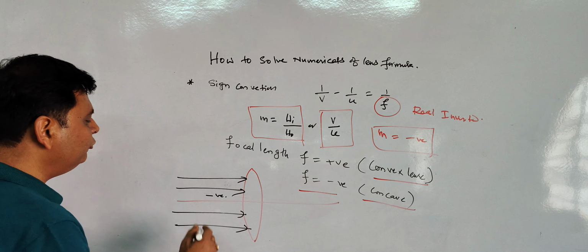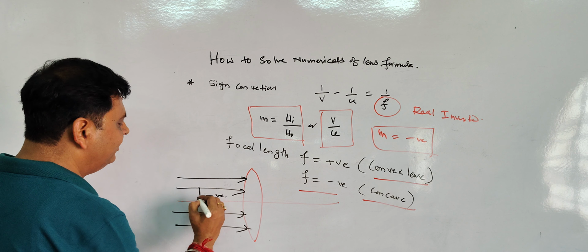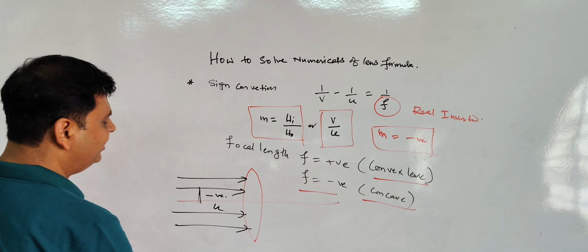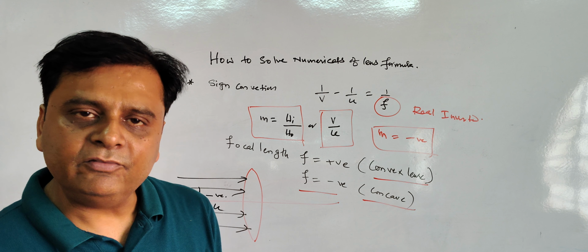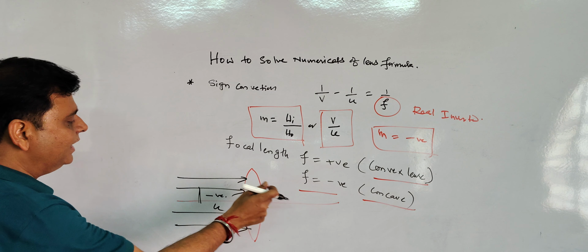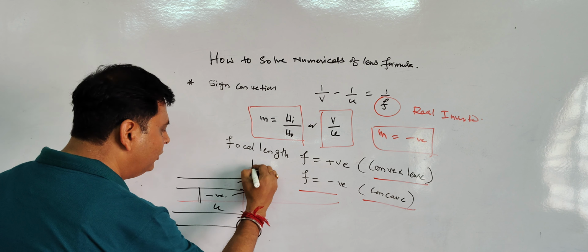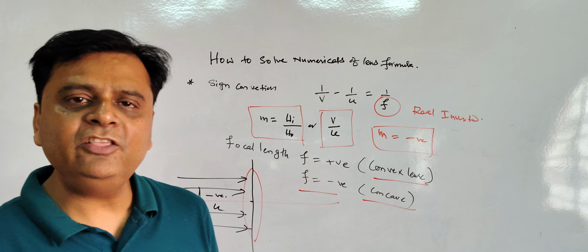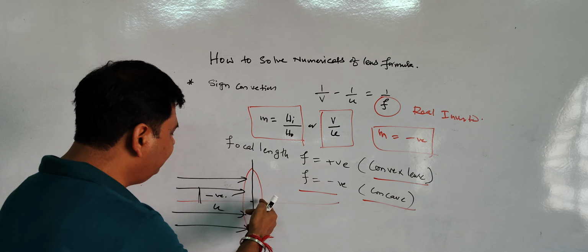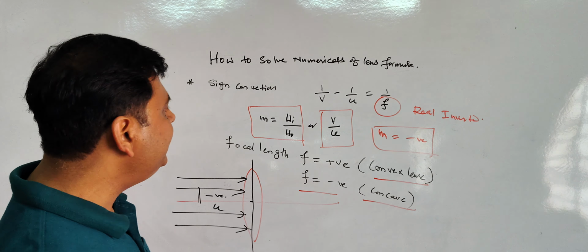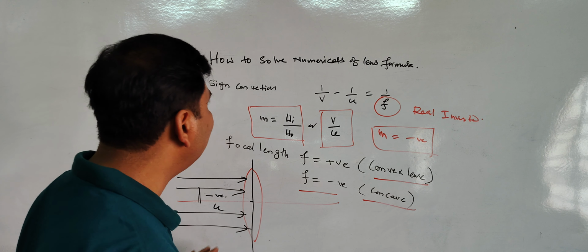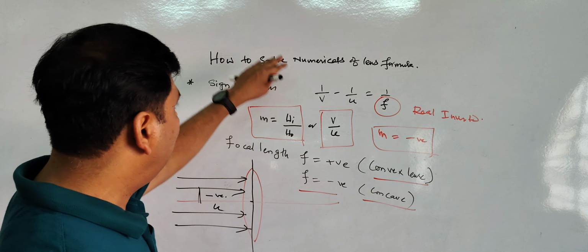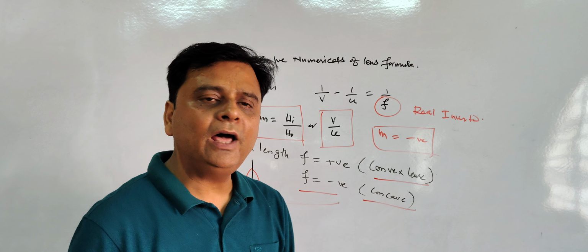So for example, if you keep an object in front of the lens, the object distance u will be negative, because it is against the direction of the light. All the calculations are done from the optical center of the lens, or it is always measured from the optical center of the lens. So if you remember these basic things, then you can easily solve numericals on lens formula.